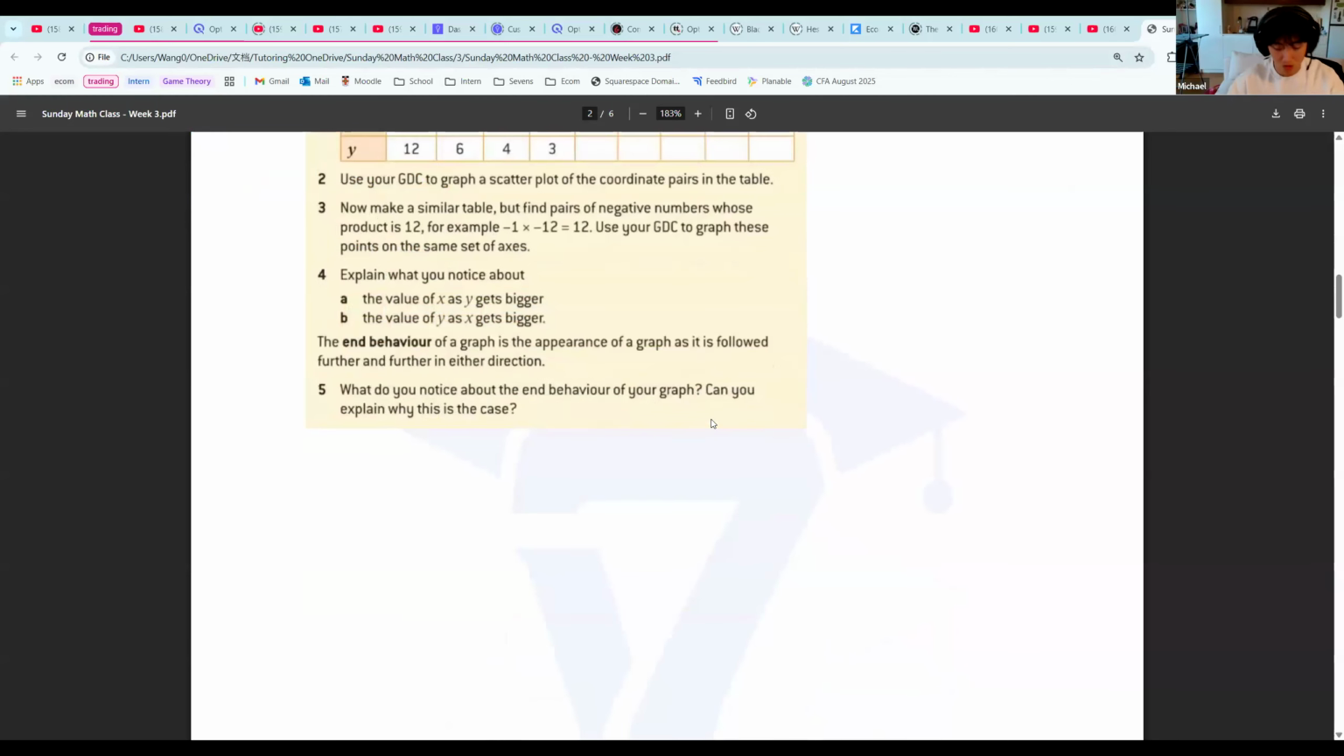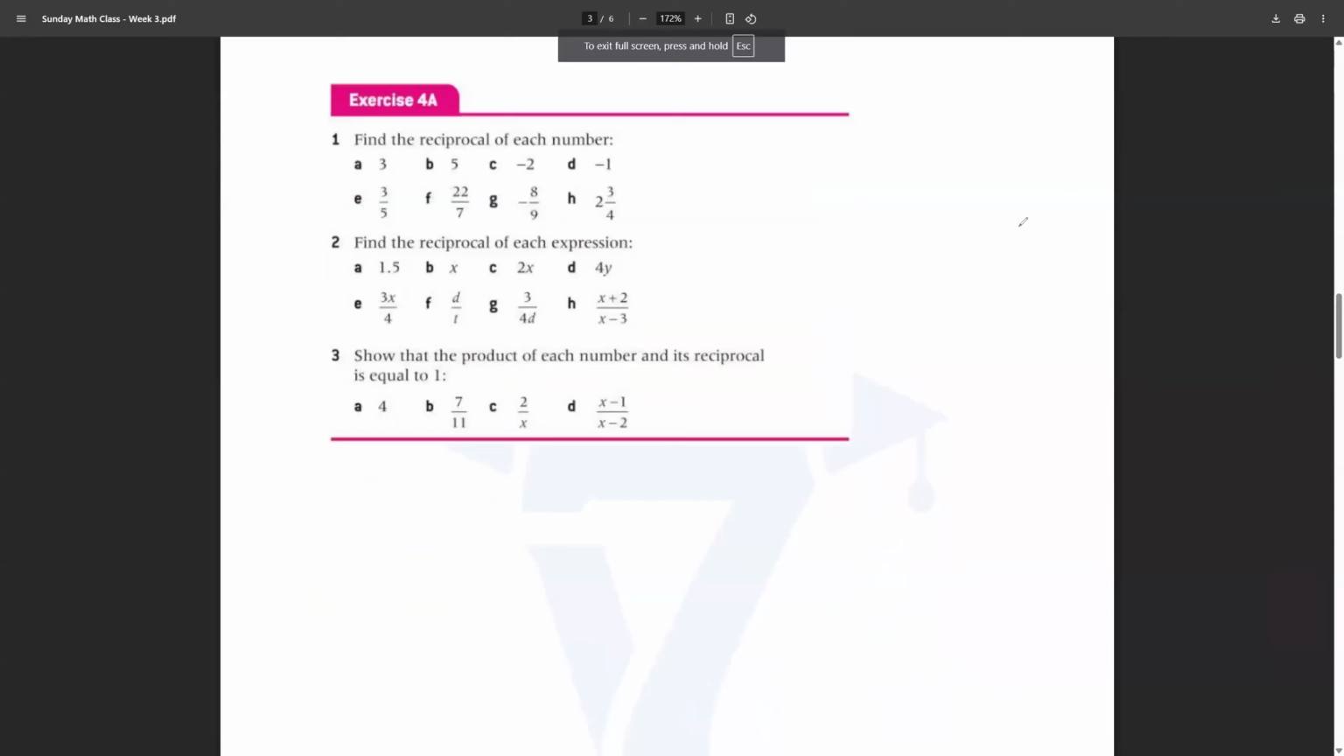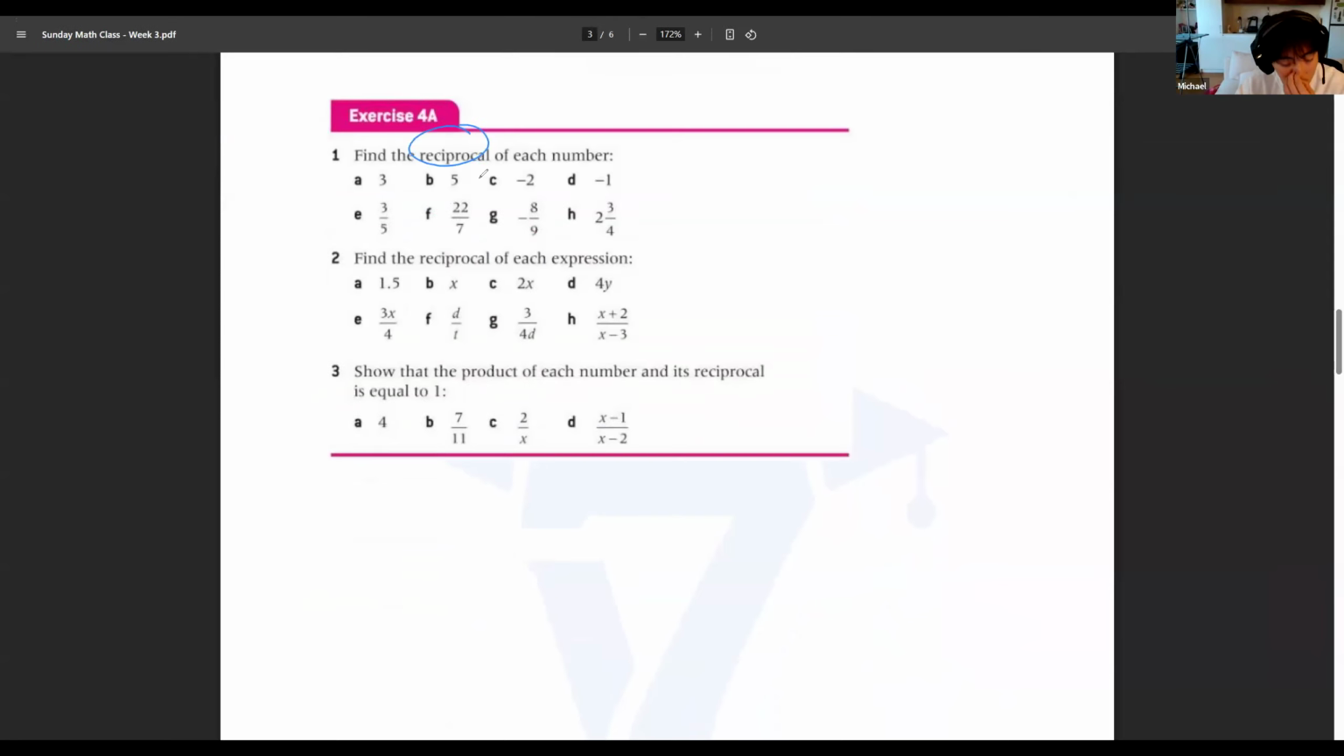All right, now there's a concept called reciprocal. Reciprocal, do you guys know what reciprocal means? Hannah, do you know? It's kind of like the opposite. It's the flip. You flip it upside down.